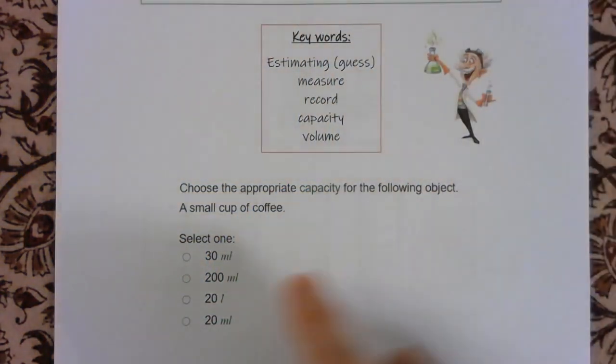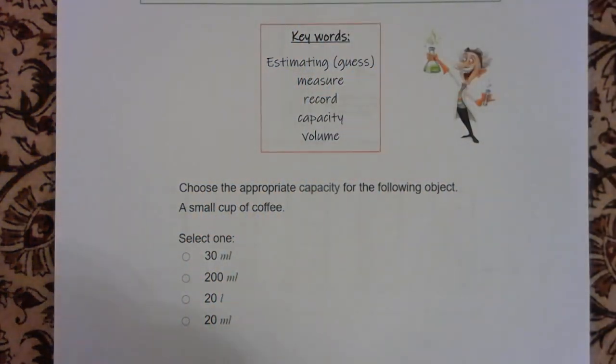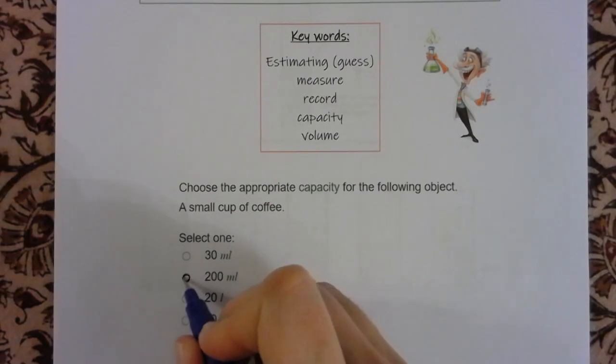So this is what I use if I'm measuring flour or oil or water or whatever. Right. So the question says a small cup. So a smaller version of this would be something that's close to 250. So it will not be 30, it will not be 20 liters, and it will not be 20 milliliters. It will be 200 milliliters.